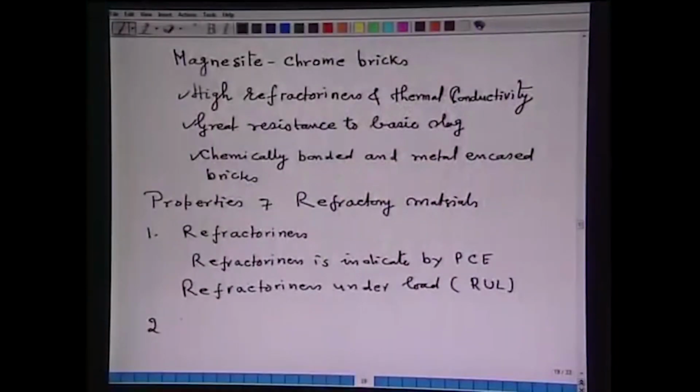Now, this RUL has a important application. For example, when brick layering is been done one after the other, then the bottom brick is under the load of the topmost brick. So, in that case the refractoriness under load is more significant as compared to refractoriness. So, the property depends upon what is the application. Second important property is the porosity and slag permeability.